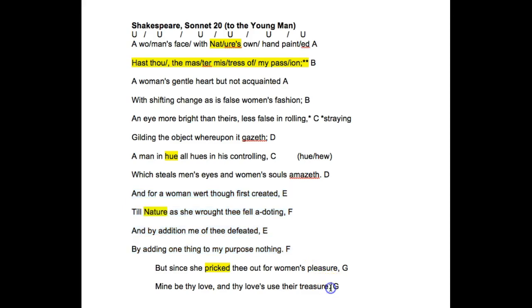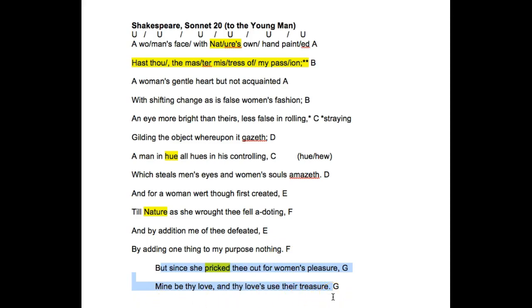And then moving on to the final couplet, right, where he presents the solution. "But since she pricked thee out for woman's pleasure, mine be thy love, and thy love's use their treasure." And so, there's a pun here on the word pricked. What she's given him is a penis, right? Since she pricked thee out for a woman's pleasure. This is the one thing that is to his purpose nothing. "Mine be thy love, and thy love's use their treasure."